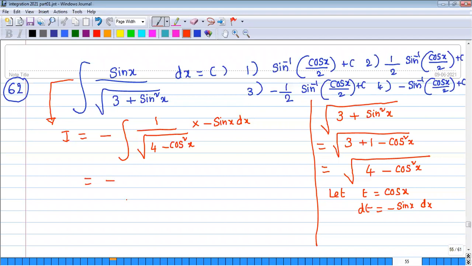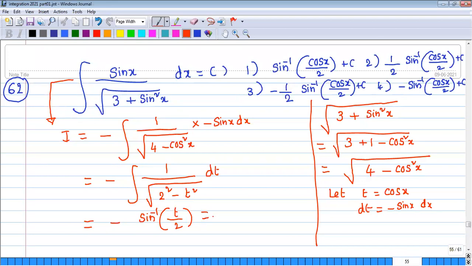This is minus integral of 1 upon root of 4, which can be written 2 square, minus t square, dt. This is the form 1 by root of a square minus x square dx, so that is sine inverse of x, where x means t by 2. So this is a negative sine inverse of t, where t stands for cos x, so cos x upon 2 plus constant of integration.